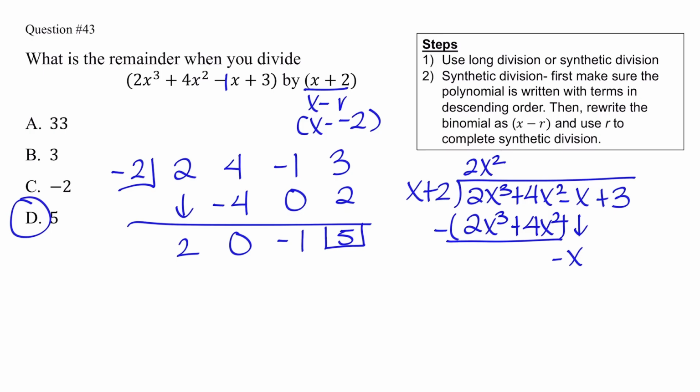So minus x, let's see, 2x squared minus 1 is going to be minus x. So -1 times x is going to be negative x. 2 times -1 is going to be -2. Remember, we're subtracting, so we're going to switch these signs. 3 plus 2 is 5, so that is going to give me a remainder of 5.